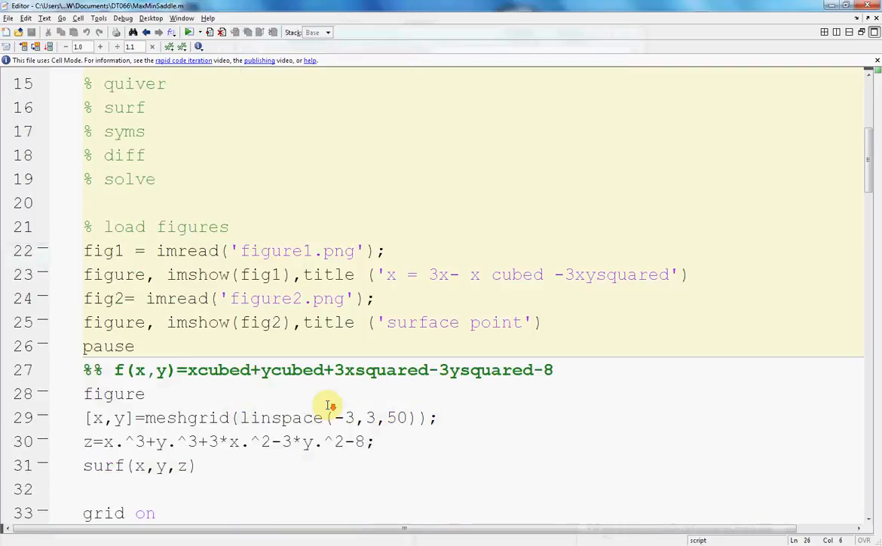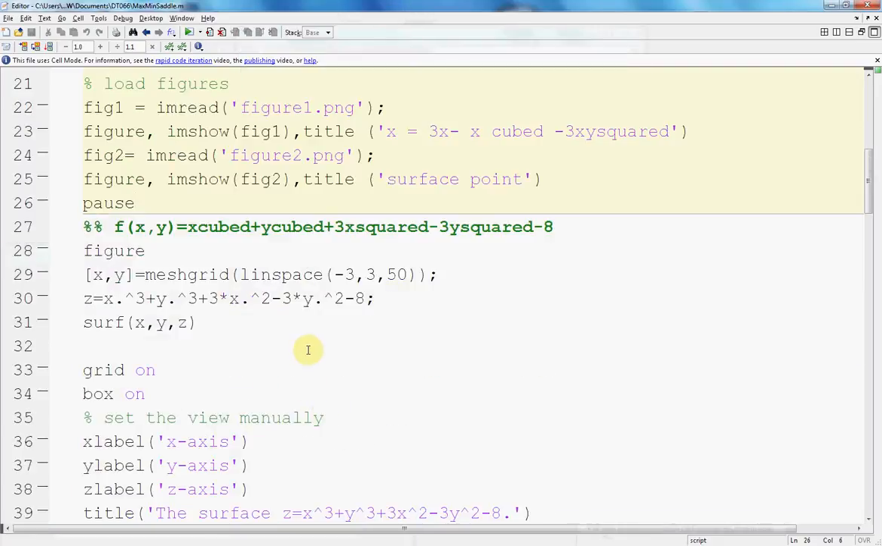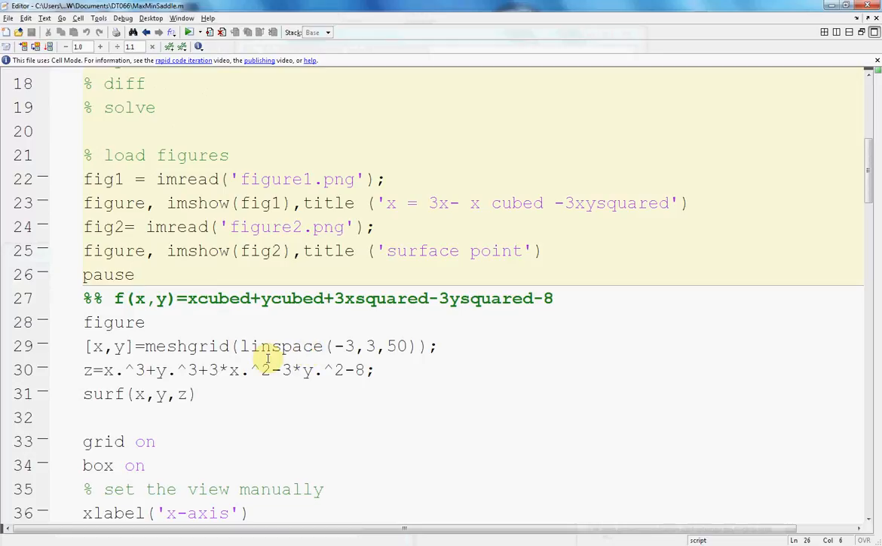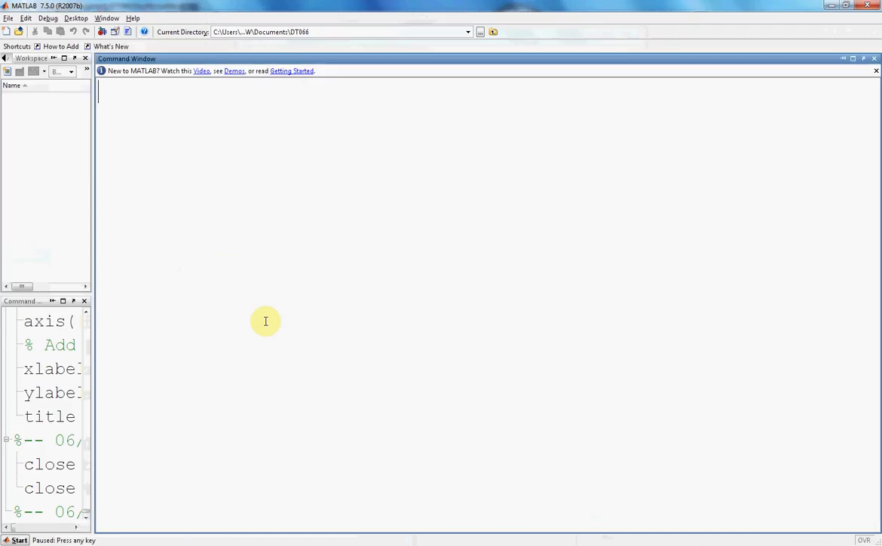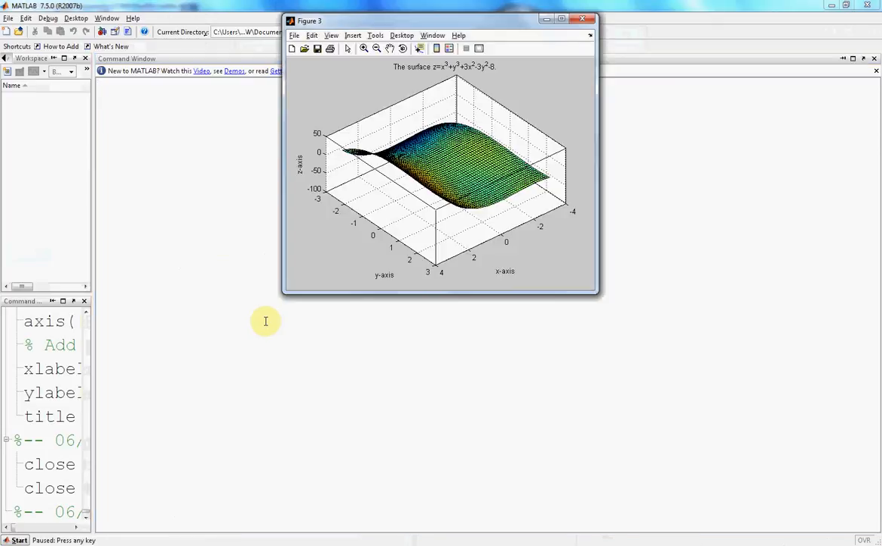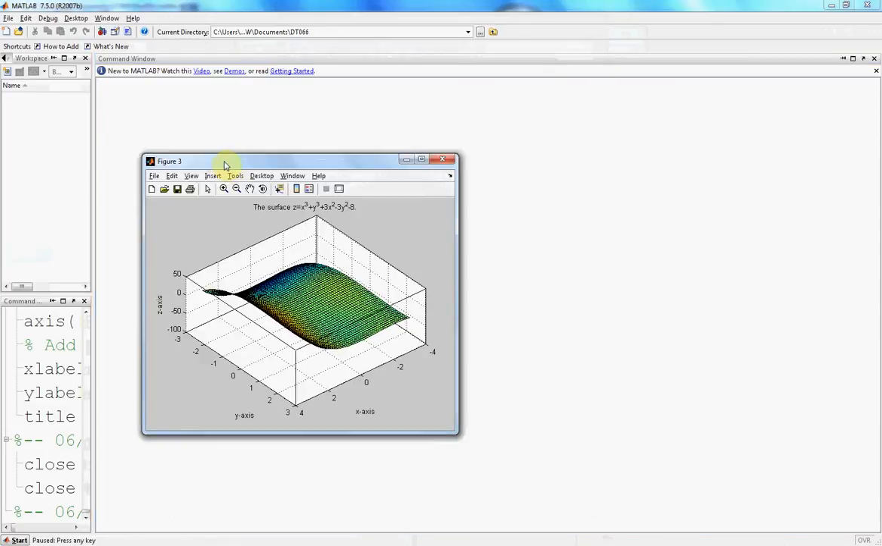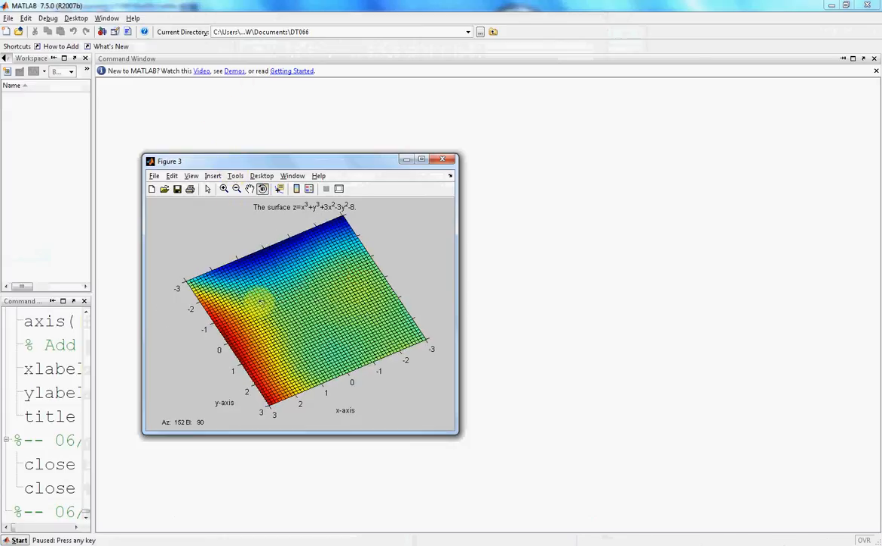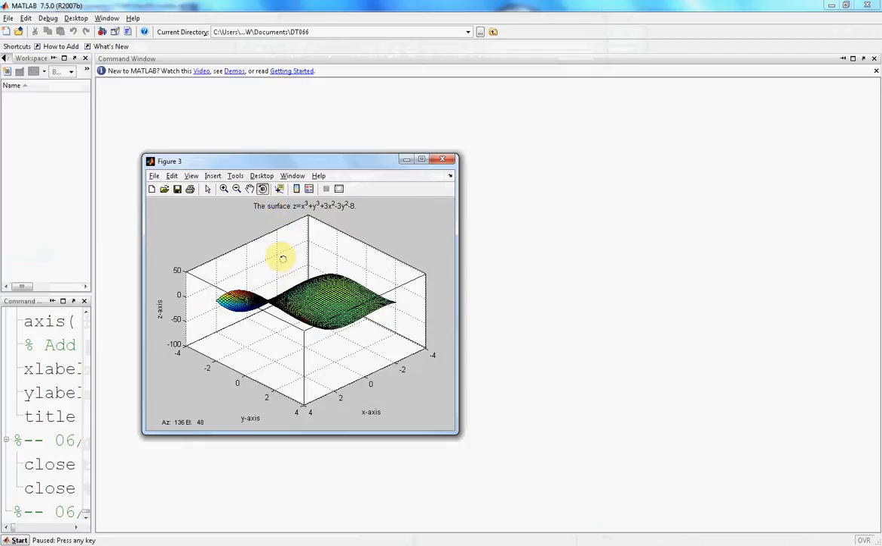Okay, so we've seen that, and what we're looking at today is x cubed plus y cubed minus 3x squared minus 3y squared minus 8. So we'll just go to the prompt here, any key to continue. So there's figure 3. You can spin this any way you want, by doing that. Whatever way you want to look at it.